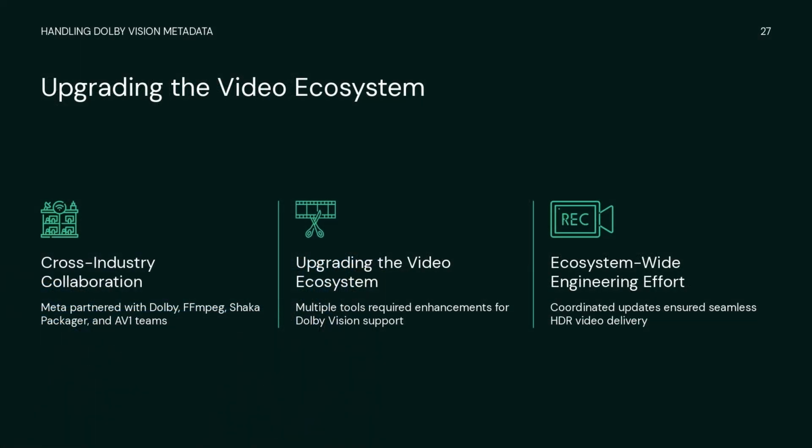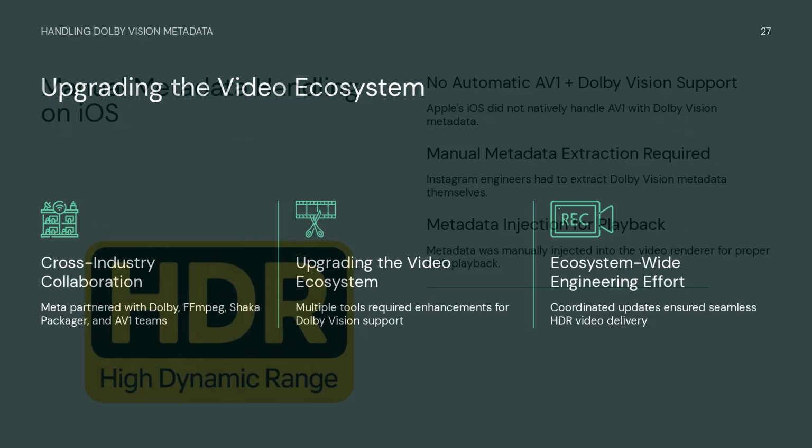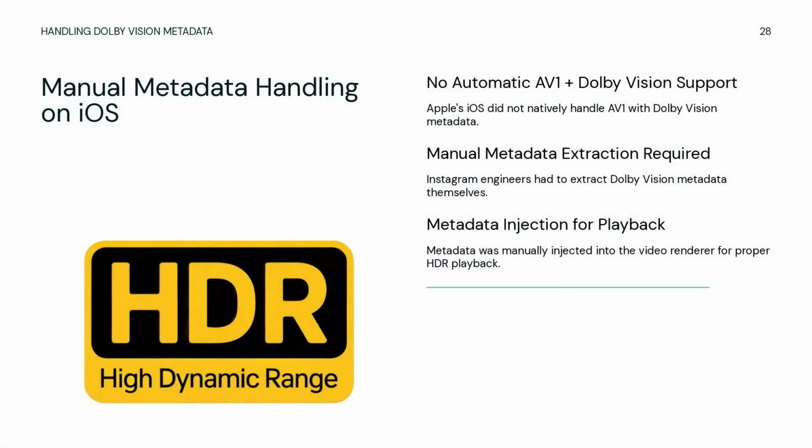Solving this required ecosystem-wide collaboration. Meta worked with Dolby, FFmpeg, Shaka Packager, and AV1 teams. Multiple tools across the pipeline had to be upgraded. Even after that, iOS did not automatically support AV1 with Dolby Vision. Engineers manually injected metadata into the video renderer. HDR playback finally worked correctly.